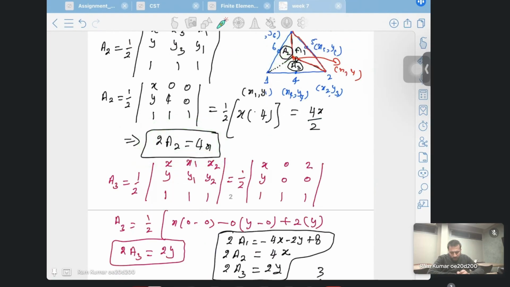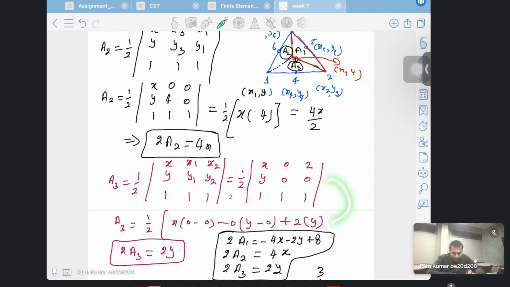Now this is for area 3. This is for node 3, because the area opposite to node 3 will be area A3. Similarly, after putting the value of x and y, this holds for any node, any point P inside that domain. Then x1 for node 1, then this is for node 2.